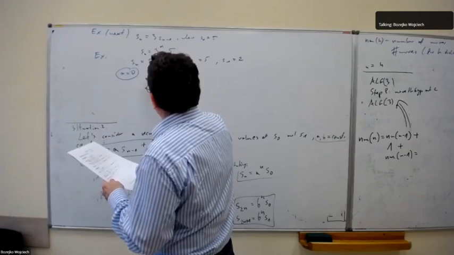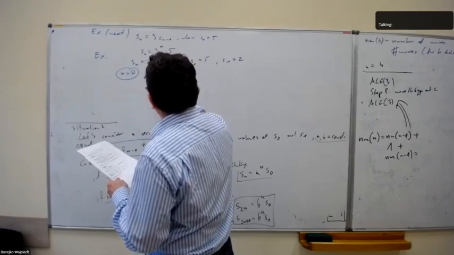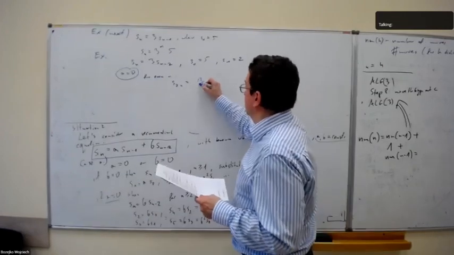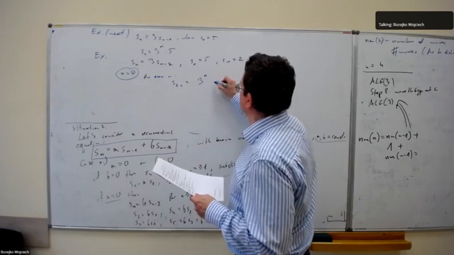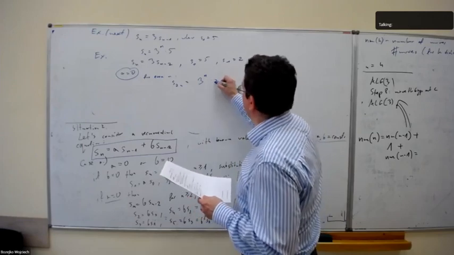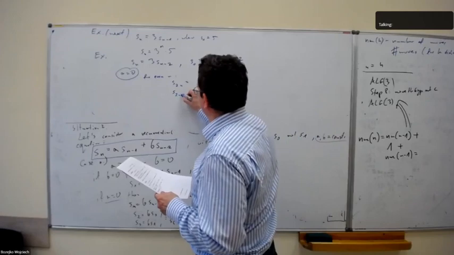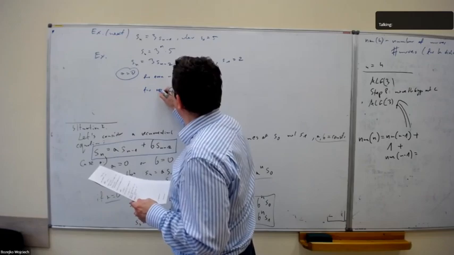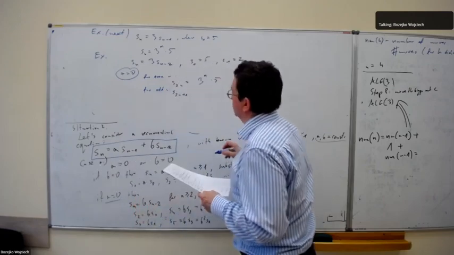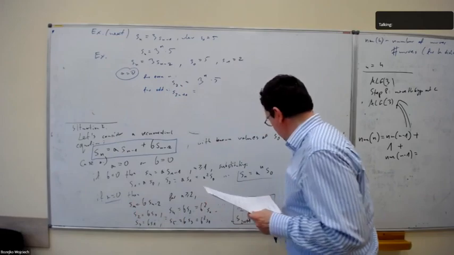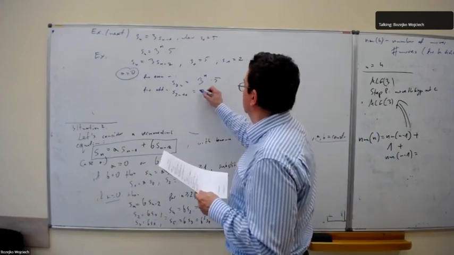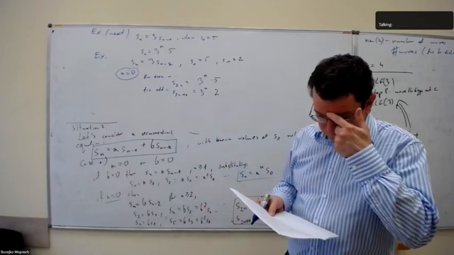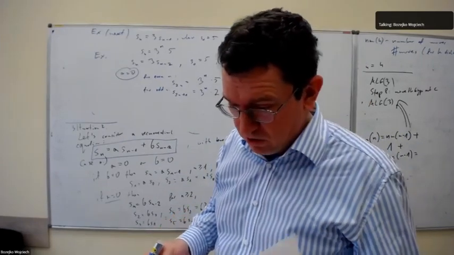For even n, we have S_{2n} equal to B, which is 3, to the power of n times S_0, so times 5. And for odd n, we have S_{2n+1} equals B to the power of n, so 3 to the power of n, times S_1, which is 2. Okay, so it is quite easy.